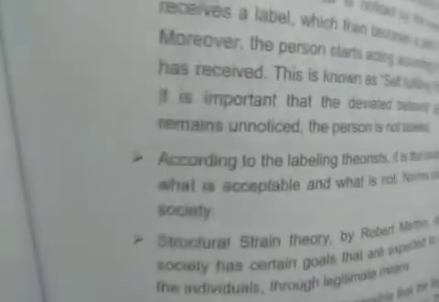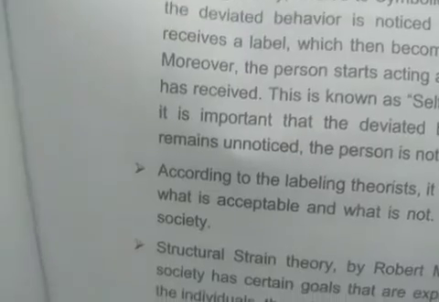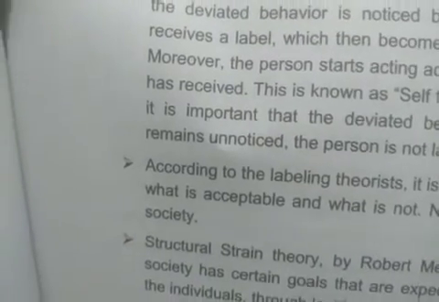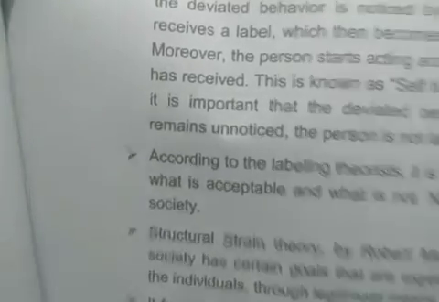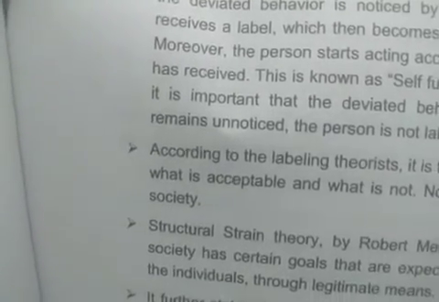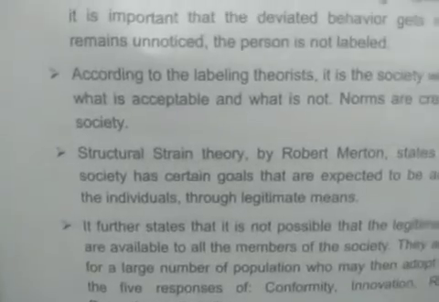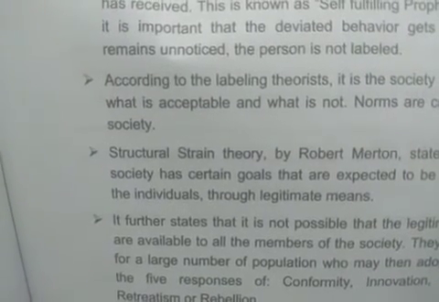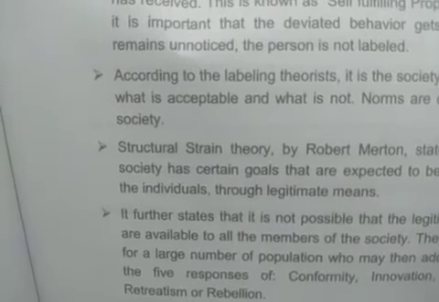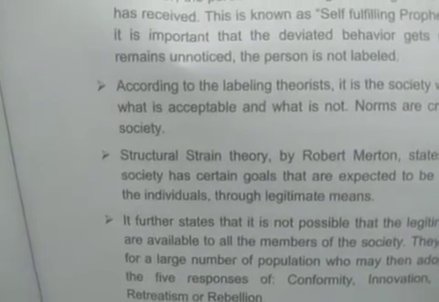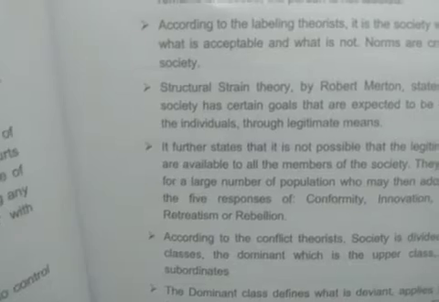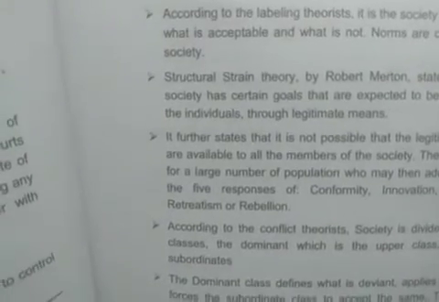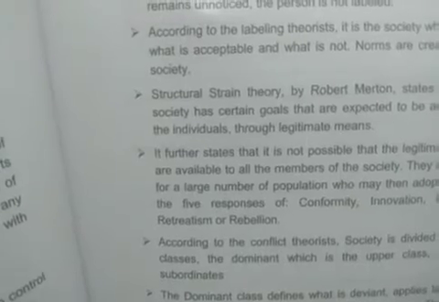Labeling theory related to symbolic interaction states that once the deviated behavior is noticed by the society, the person receives a label which then becomes a part of his or her identity. Moreover, the person starts acting according to the label he or she has received. This is known as self-fulfilling prophecy. For this, it is important that the deviated behavior gets noticed. If it remains unnoticed, the person is not labeled. According to the labeling theory, it is the society which defines what is acceptable and what is not. Norms are created by the society.